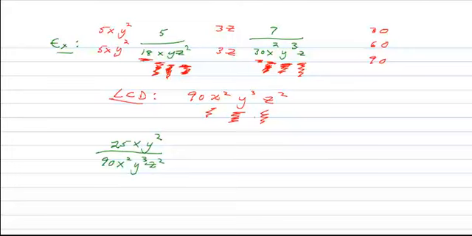Let's multiply. We get 21z for the numerator.